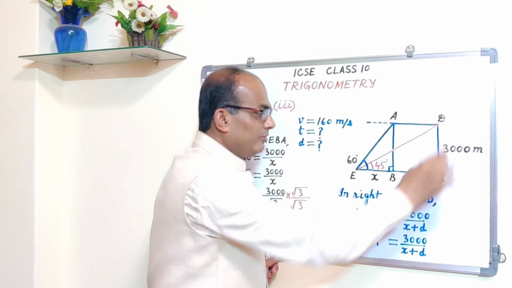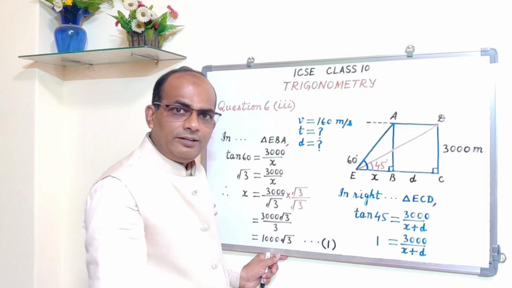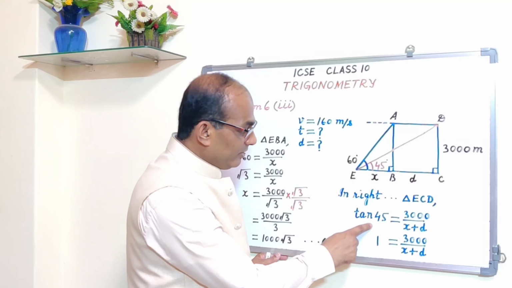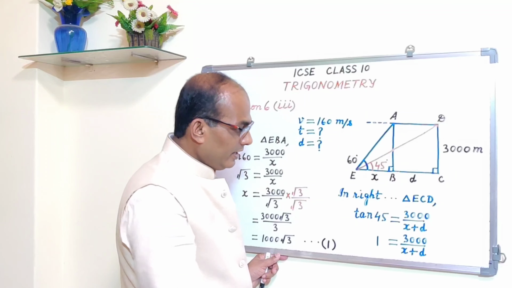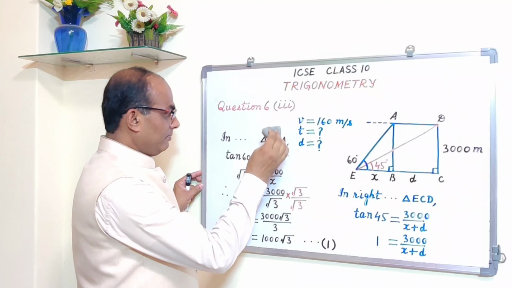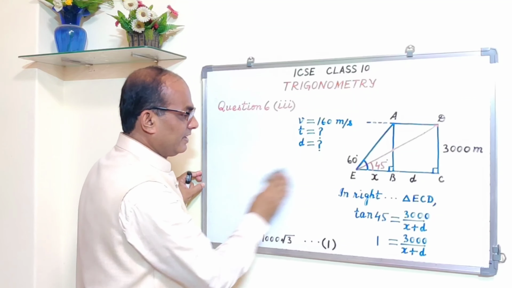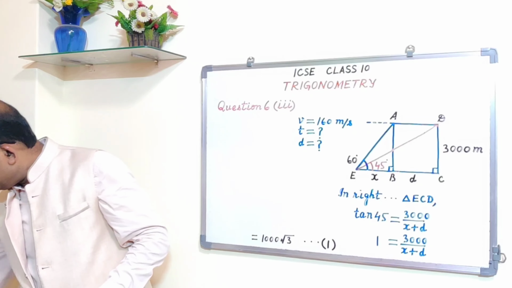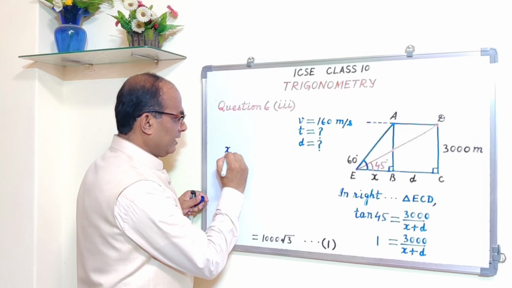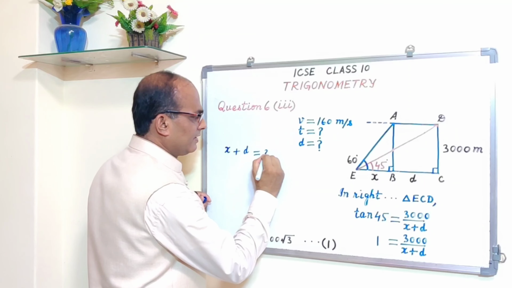Alright, and then write down in place of CD 3000, in place of EC, write down X plus D. So one more step you have to write down, fine? Okay. And then you write down this, tan 45 is equal to 3000 upon X plus D. Now tan 45 is 1, so 1 is equal to 3000 upon X plus D. Now when we cross multiply, we get X plus D is equal to 3000.